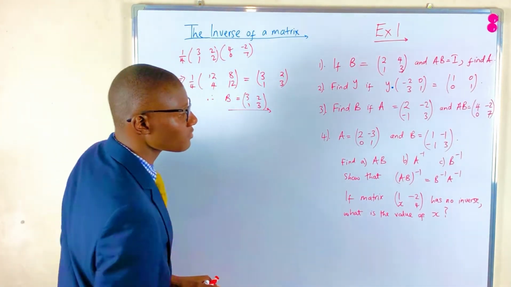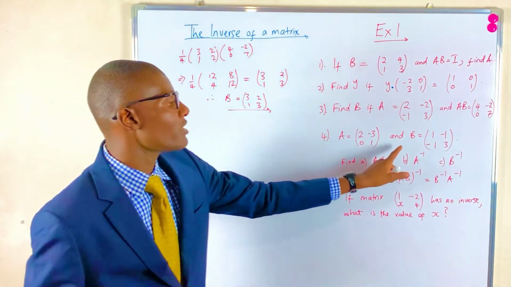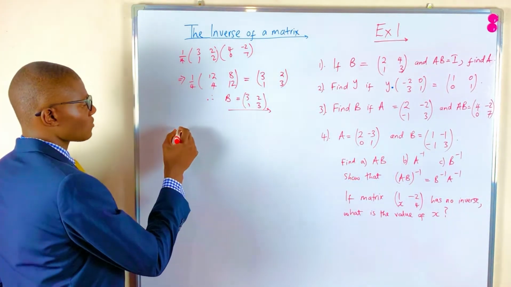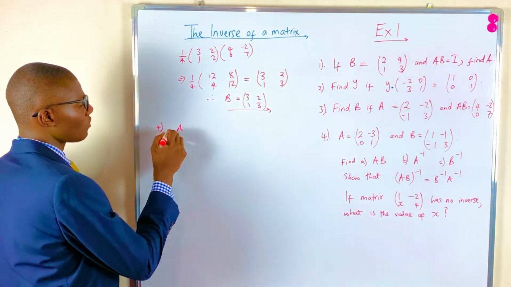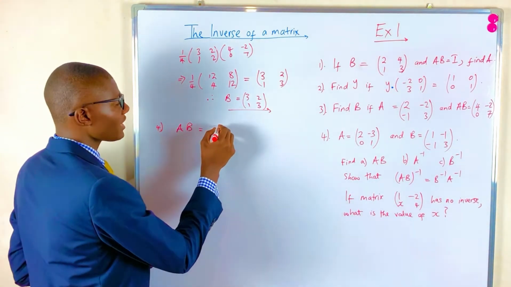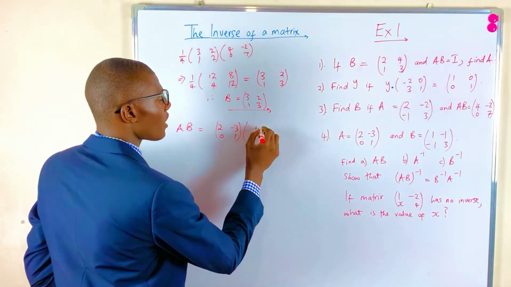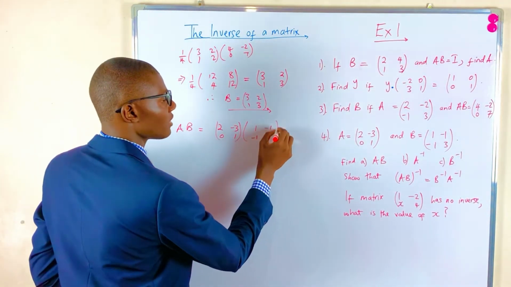Okay, moving on to number 4. We've got matrix A, matrix B. The first part requires us to find AB. So AB, this is for number 4. We shall find AB: [2, -3; 0, 1] times [1, -1; -1, 3].